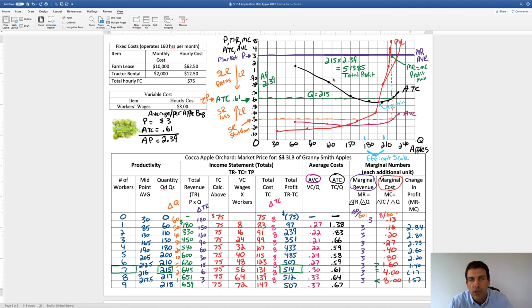Remember, we learned this in chapter 13. It should be U-shaped. So you see a little bit of a U-shape going on here. Why is it U-shaped? Hopefully you know this. It's your fixed costs are being spread out. So that's called economies of scale. And it's going up over here because of diminishing productivity.